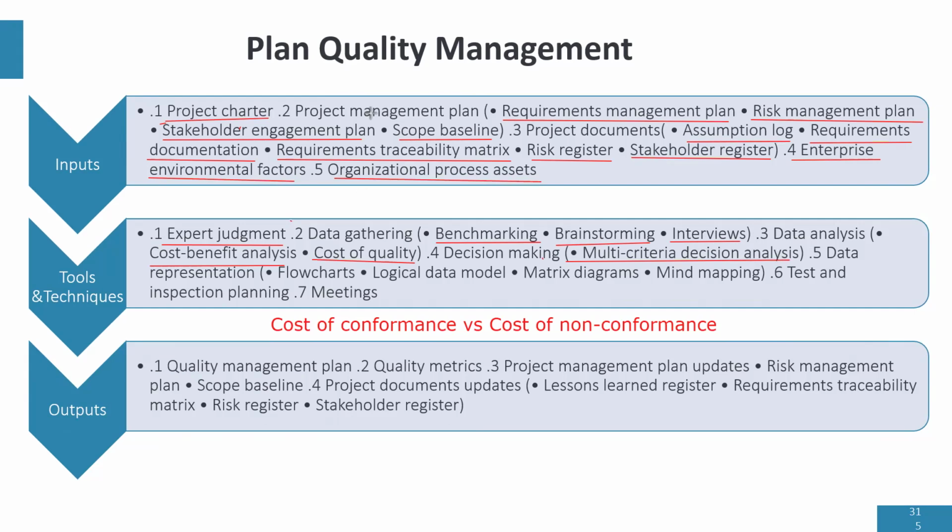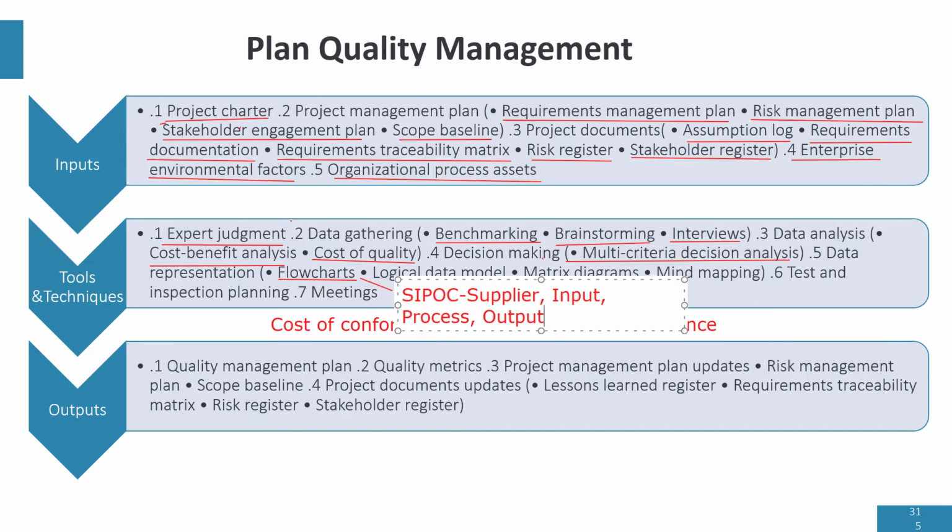Now, in order to improve quality, we can use flowcharts. And in the PMBOK, there are two examples of flowcharts. One is called SIPOC. And SIPOC simply means supplier, input, process, output, and customer, right? Right.